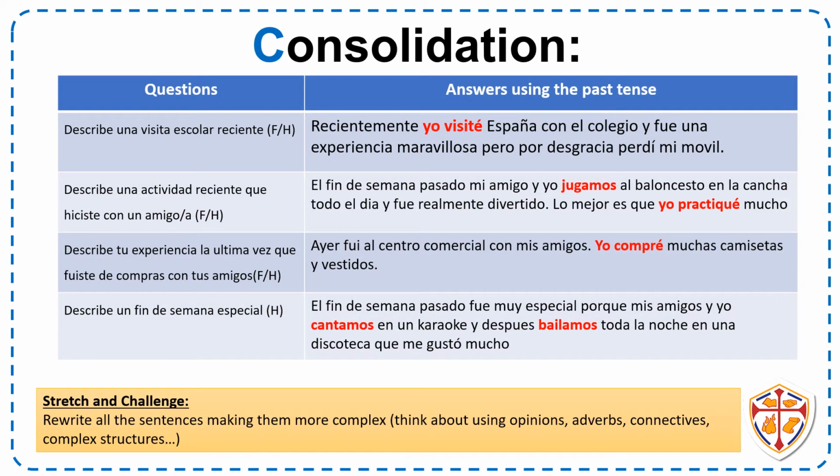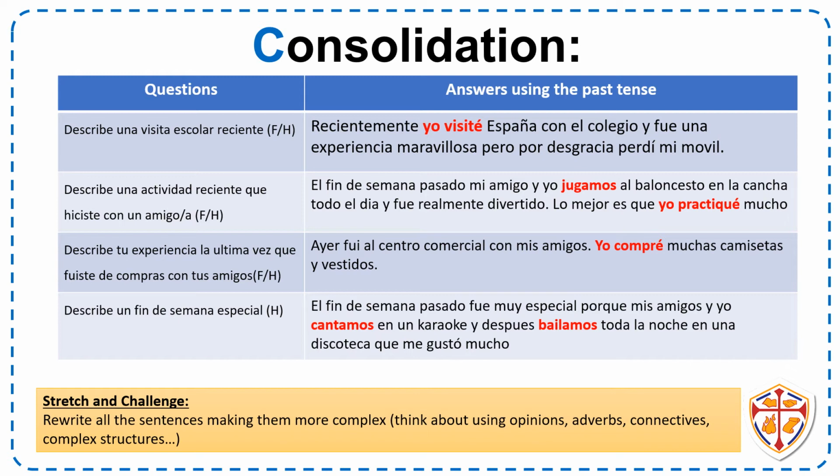Okay, how did it go? Well, what you have here is a table where you can find model answers for each of these questions you've practiced. So you will have to compare your answers to the model answers and identify mistakes or make them better, expand and correct your endings. You can get new ideas for the model answers as well. Let's have a look at the first one. Describe una visita escolar reciente. Describe a recent school visit.